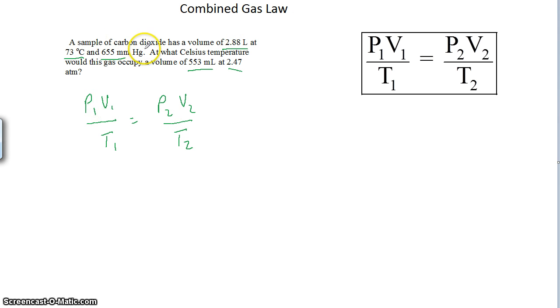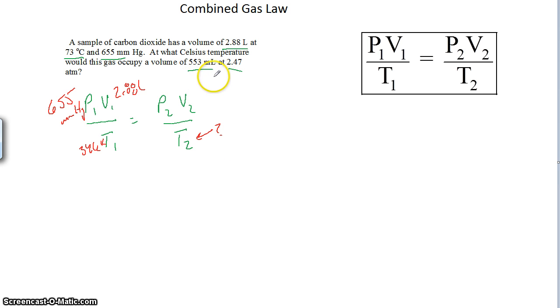What's my initial pressure? My initial pressure is 655, and this is in millimeters of mercury. My initial volume is given to me as 2.88 liters. My initial temperature is given to me as 73 C, but as I mentioned a moment ago, you must always in this unit do everything in Kelvin, and so if you add 273, you're going to get 346 Kelvin. Now they want to know at what Celsius temperature, so I'm actually solving for my new temperature. Now my answer will be in Kelvin, and I'll have to convert that in a moment.